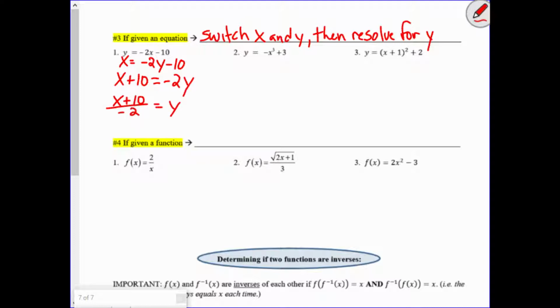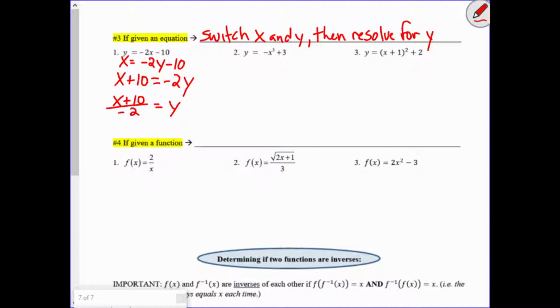So this right here, that function, once you switch and then resolve, this is the inverse of the original. You guys see the connection, see how it was subtracting? I was subtracting 10 in the original, but now it's adding 10. See how it was multiplying negative 2, now it's dividing negative 2. So you'll notice how all the original operations will switch on their heads and go to the inverse operations to create your new function.